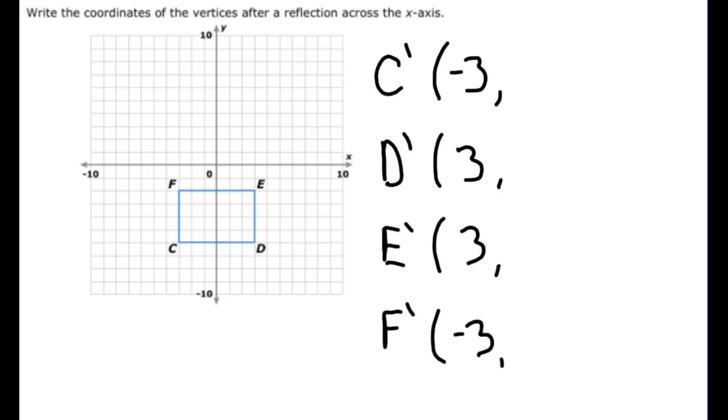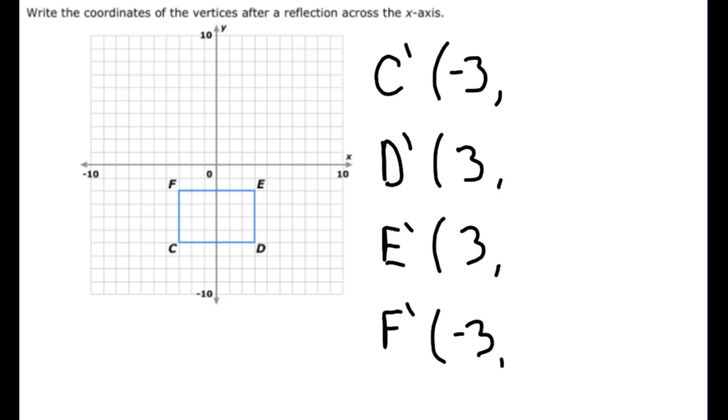So since this is a reflection across the x-axis, I know the x values of the ordered pairs of the preimage are not going to change. The only thing that's going to change in this case are the y values. So that's why I already have the x values filled in for all the ordered pairs of C prime, D prime, E prime, and F prime.